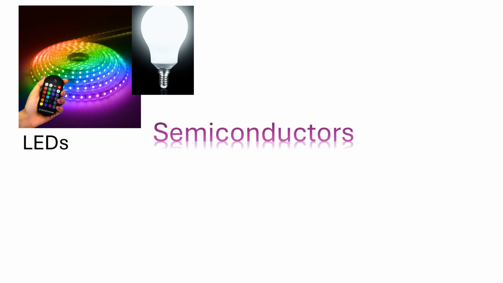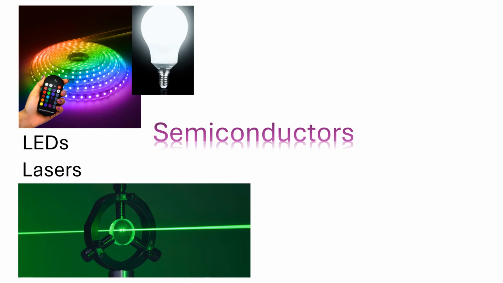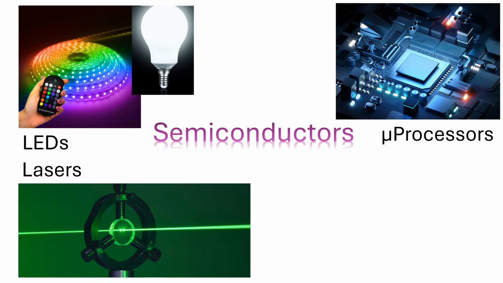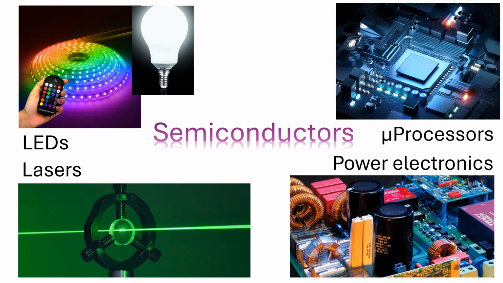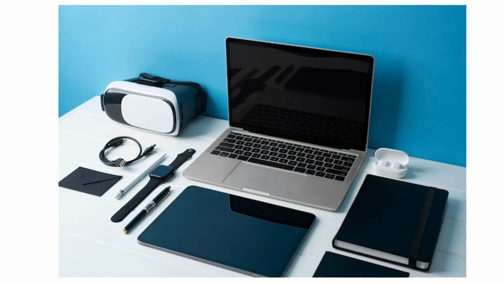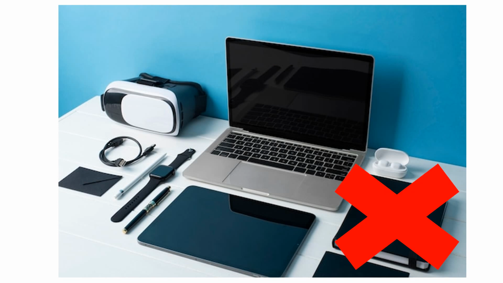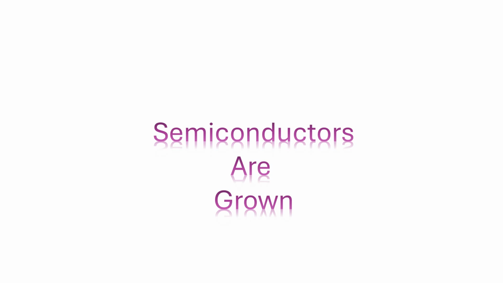And the thing is, with semiconductors, we can make LED lights, we can make lasers for telecommunications, we can make microprocessors for computers and mobile phones, and we can make power electronics. In fact, everything on this desk is powered and made from semiconductors. Well, not the book, or the pen, or the pencil, but you get the picture. They're very useful things. Now, semiconductors are actually grown.